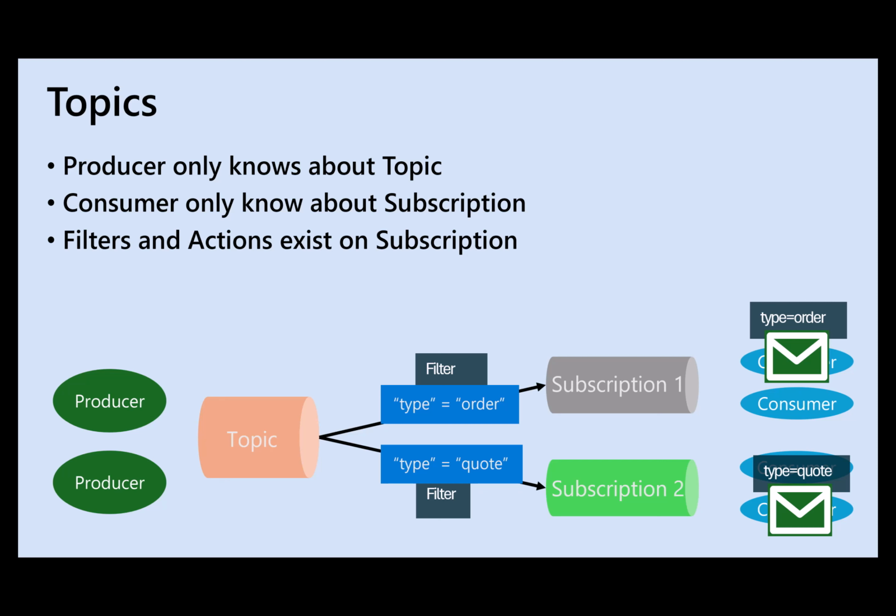Because we have different subscriptions, you can actually have different messages that go to different places. As our consumers process their messages, we can still have more messages coming in, which will be routed accordingly as well.